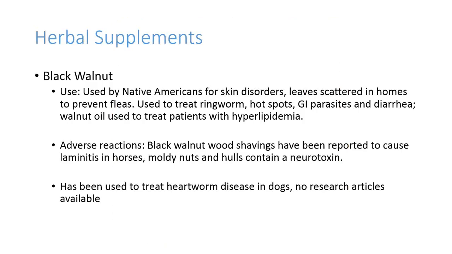Black walnut, interesting herb. It was used by people for a long time. They used to scatter it in their homes for fleas and parasites. It's used to treat ringworm, GI parasites. Black walnut has also been used to treat hyperlipidemia in patients. Supposedly, black walnut shells cause laminitis in horses, so I'd be careful with that. If they're moldy, they can contain a neurotoxin, which you should remove from stalls, things like that.